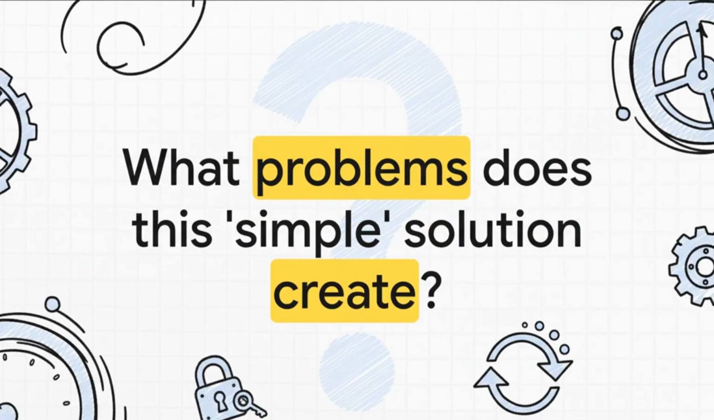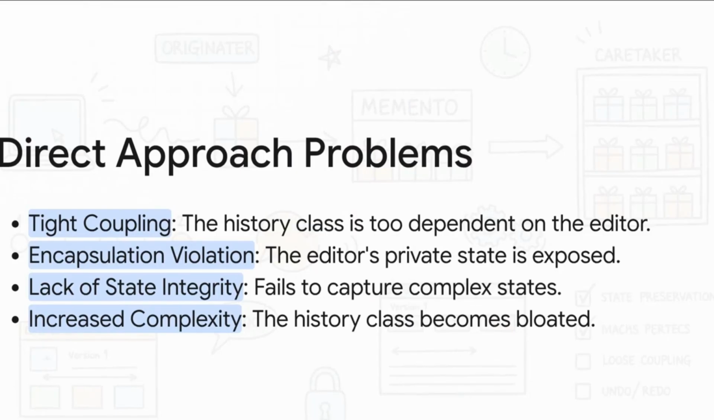So what's really wrong with this? I mean, if it works, right? Well, this is where the cracks start to show, and it's the whole reason design patterns like Memento even exist. Let's break down the hidden issues here. First off, tight coupling. Our history class knows way too much about how the editor is built. If we ever want to change how the editor stores its text, we have to go back and rewrite the history class too. They're stuck together.